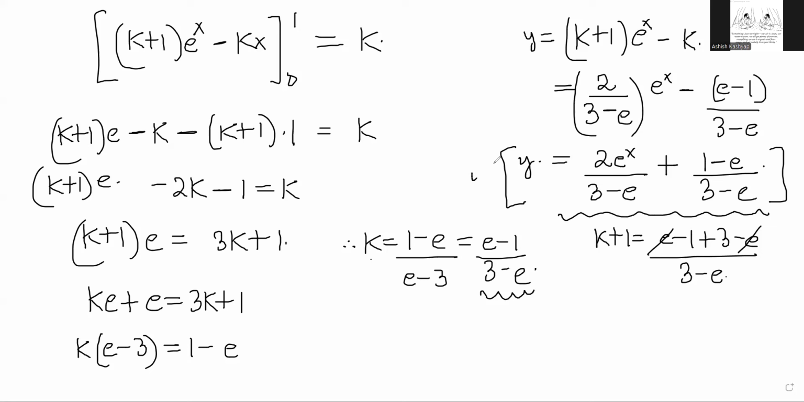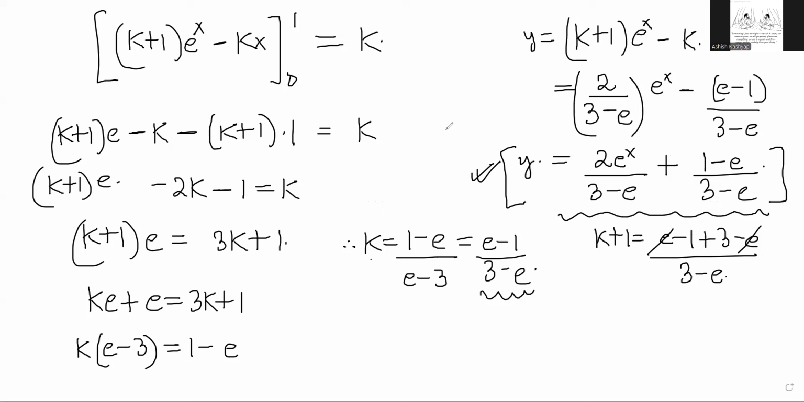So this becomes my function, and now my job is to figure out which options are correct. You can easily check that if you put x is equal to 1 here, you get 2e by 3 minus e plus (1 minus e) by 3 minus e. So it becomes (2e plus 1 minus e), so (1 plus e) by 3 minus e. So that is going to give you option B.